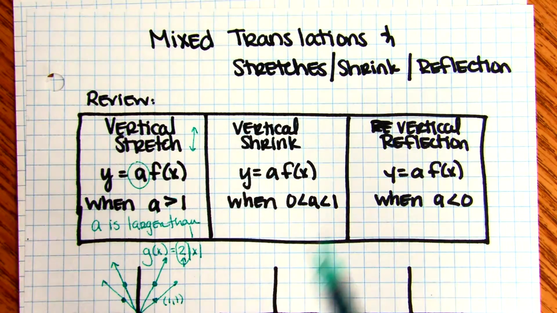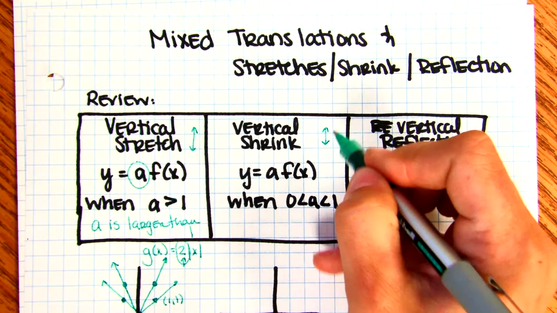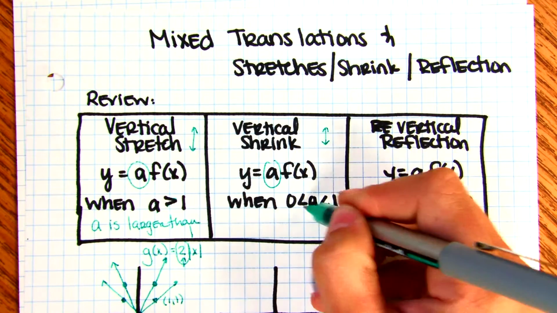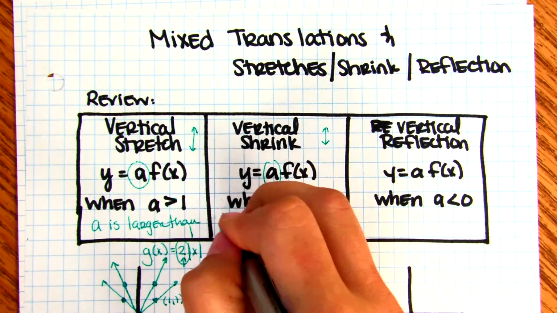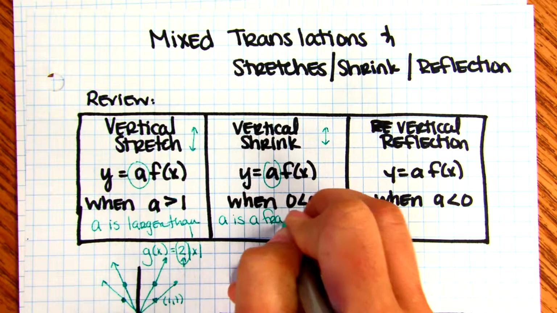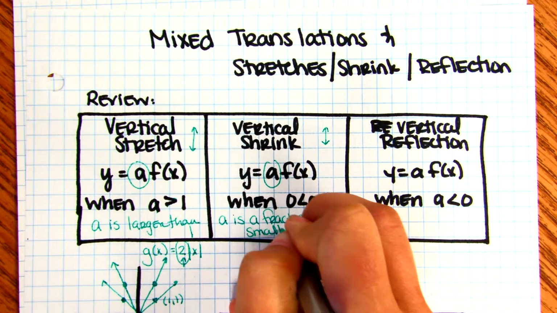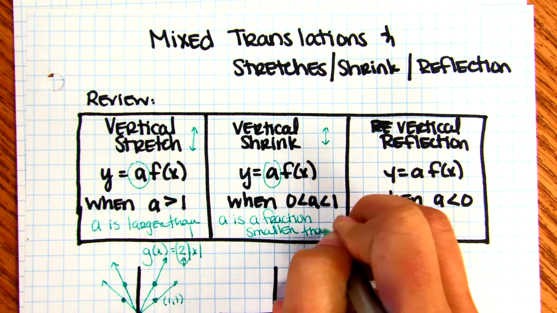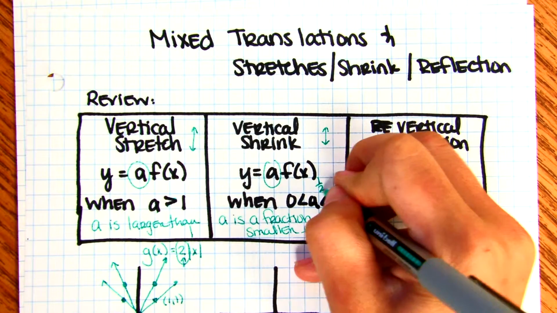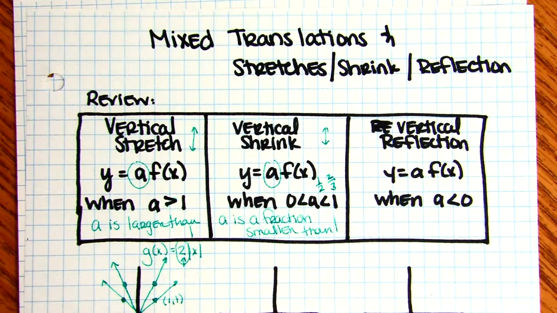A vertical shrink, again, vertical meaning up and down, shrinking meaning pushing it down, happens when the value of A is between 0 and 1, meaning A is a fraction smaller than 1. So examples of that would be like 1/2 or 2/3. Anything where the fraction is smaller than 1.